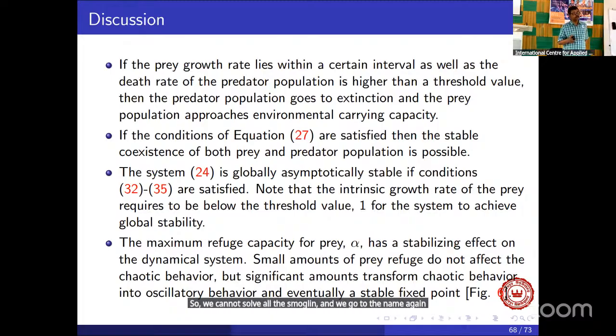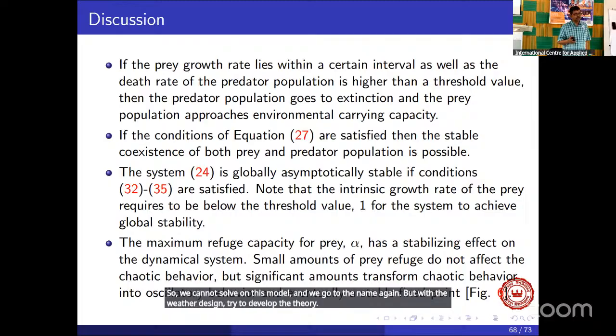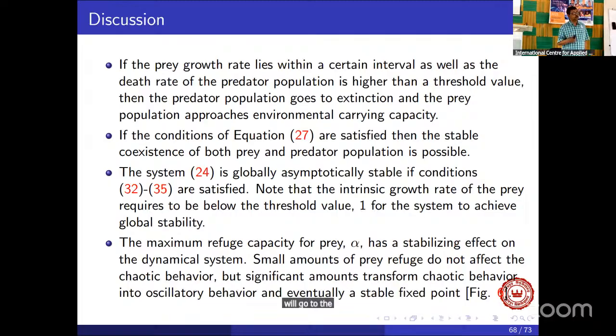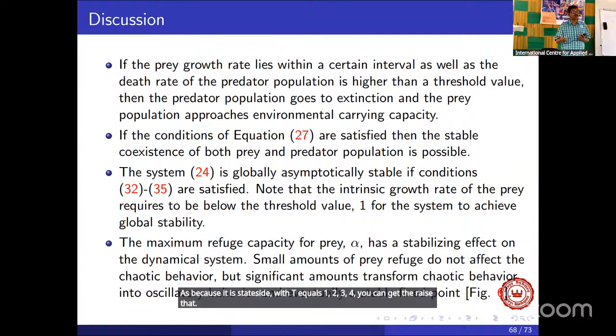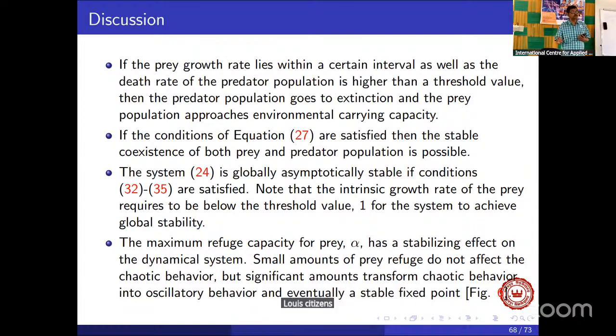But mathematicians try to develop a theory. You can go to the discrete model to get some part of the theory, and the other part is numerical. And numerical simulation is much easier than for the continuous model, because there is a step size, t equal to 1, 2, 3, 4, and you can get the result. In which situation does it apply? That's why I give an example.